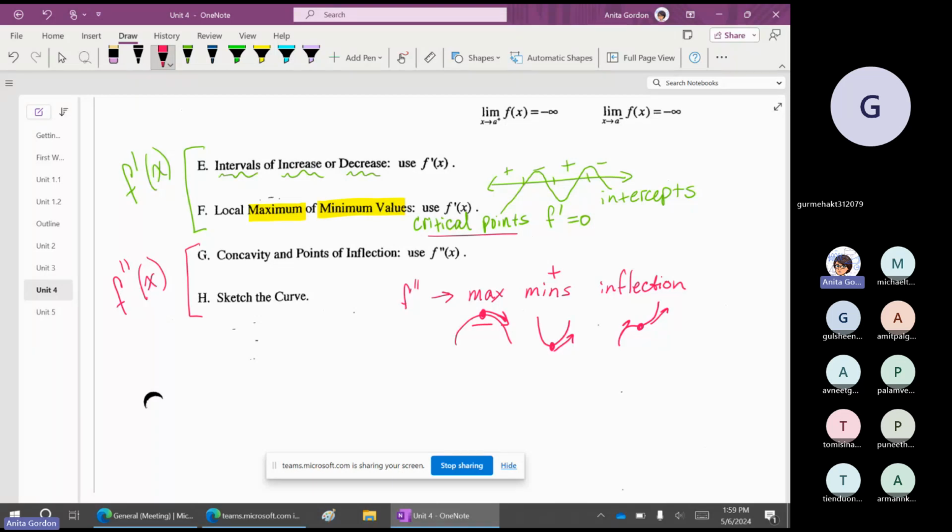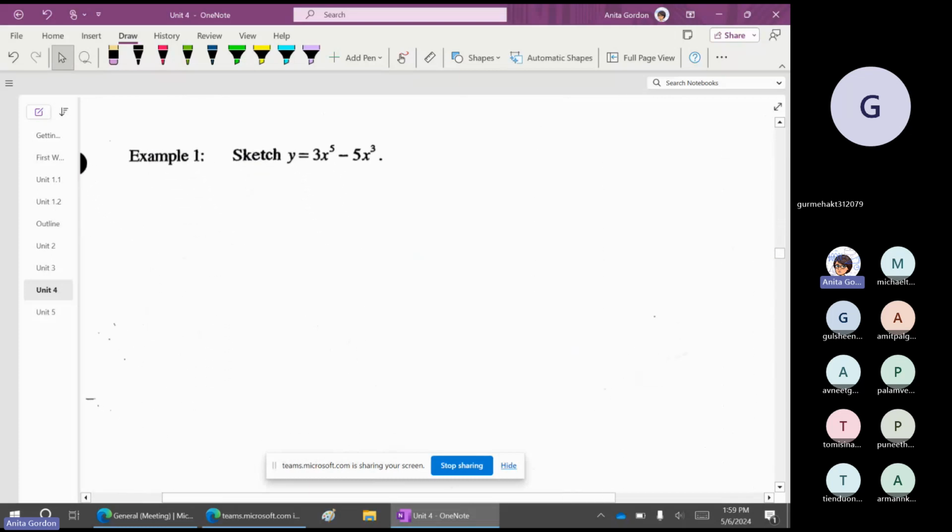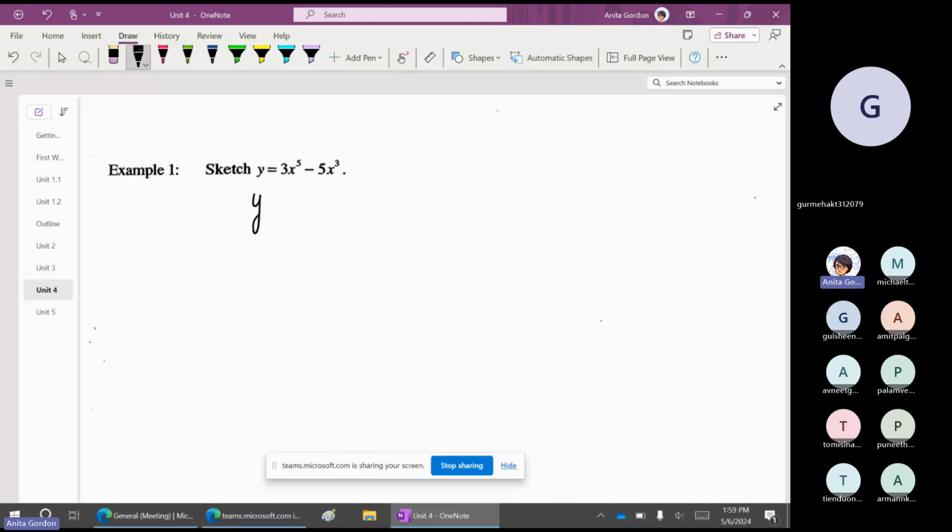Let's put it into practice. Let's take a look at the next two examples. Sketch this curve. We're starting off easy. Notice that I can rewrite this as x cubed times 3x squared minus 5. The reason I did that is to find the x-intercepts hopefully easier.